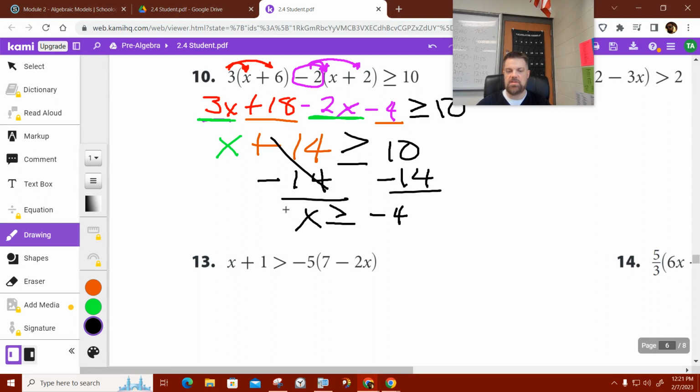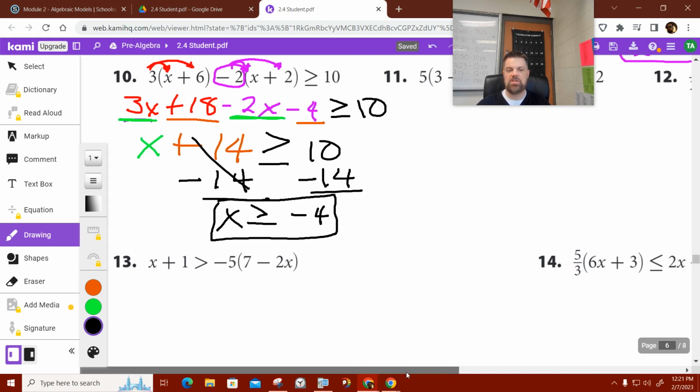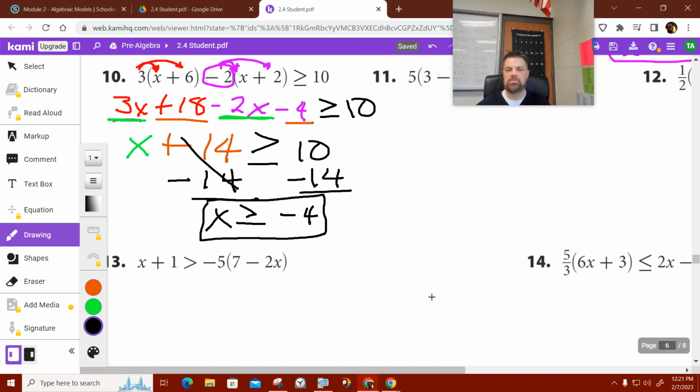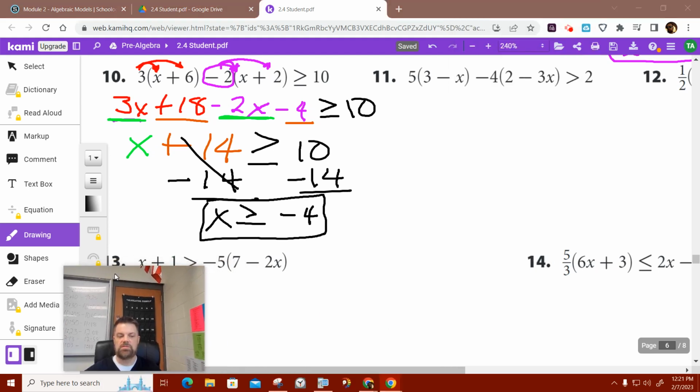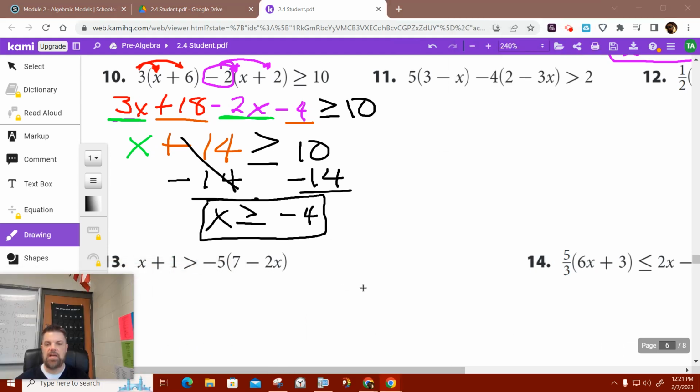Wha-bam with the bacon sizzle. That's the answer, x is less than negative 4. I'm going to slide this over a little bit. Does everybody have that written down? Yeah. All right. Let's do the next one, shall we?